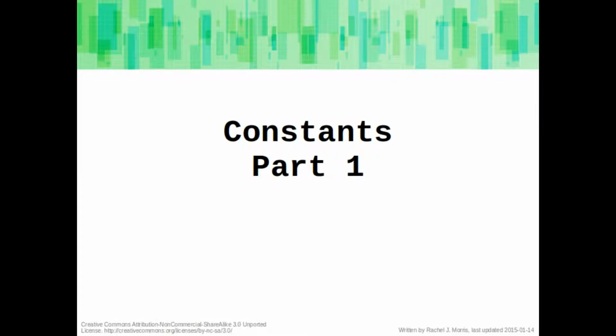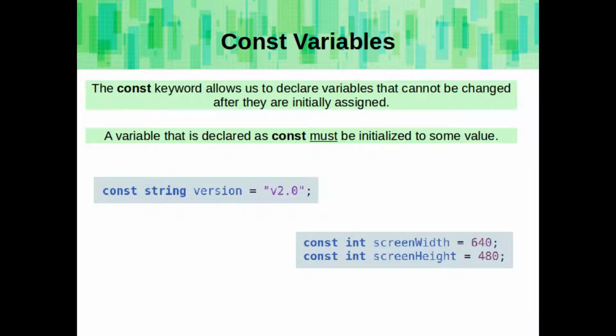Let's visit constants for a bit. There are a few things we can cover now, though we will need to revisit this topic again in the future when we've covered more material. The const keyword allows us to declare variables that cannot be changed after they are initially assigned. A variable that is declared as const must be initialized as some value.